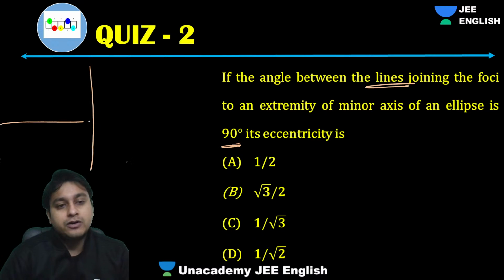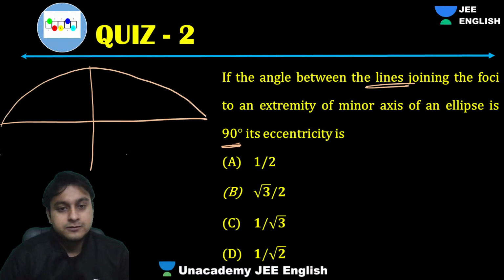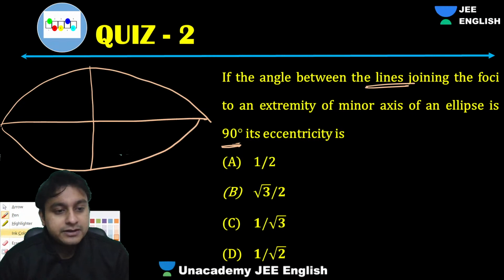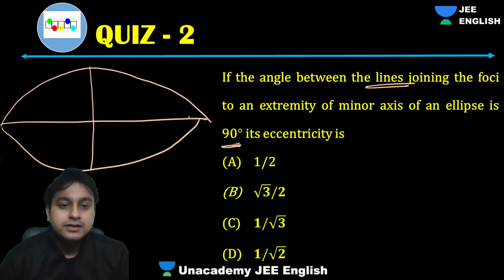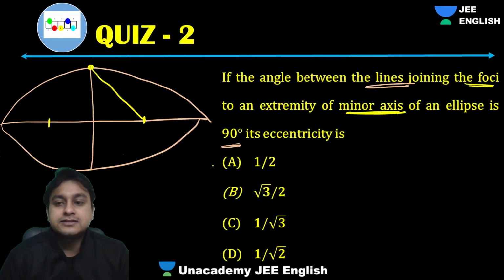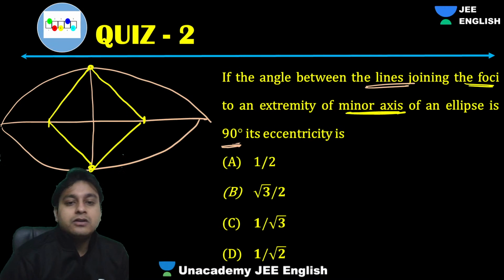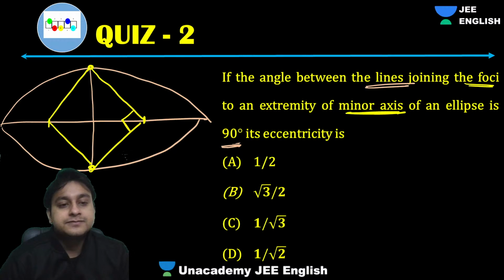What is happening is we have the coordinate axes, the major and the minor one. Always frame the diagram, right? That'll give you a lot of hints. The angle between the lines joining the foci to the extremity of the minor axis. This is the minor axis, so we are joining this, right? They are saying that this angle is 90 degrees. So this is 90 degrees.